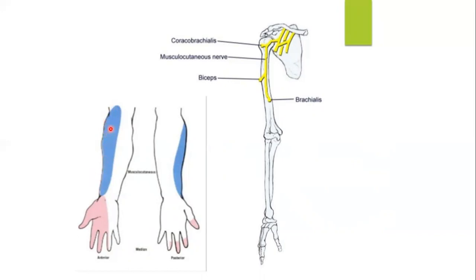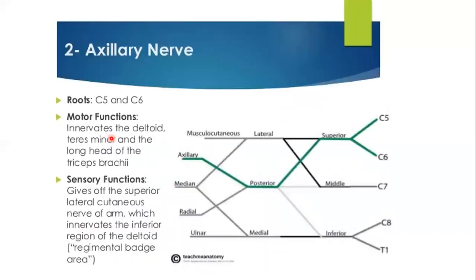The blue color, the lateral part of the forearm, is basically supplied by a branch of the musculocutaneous nerve, and that branch is named the lateral cutaneous nerve of the forearm, okay. This is all about the musculocutaneous nerve. Now let's proceed towards the axillary nerve.